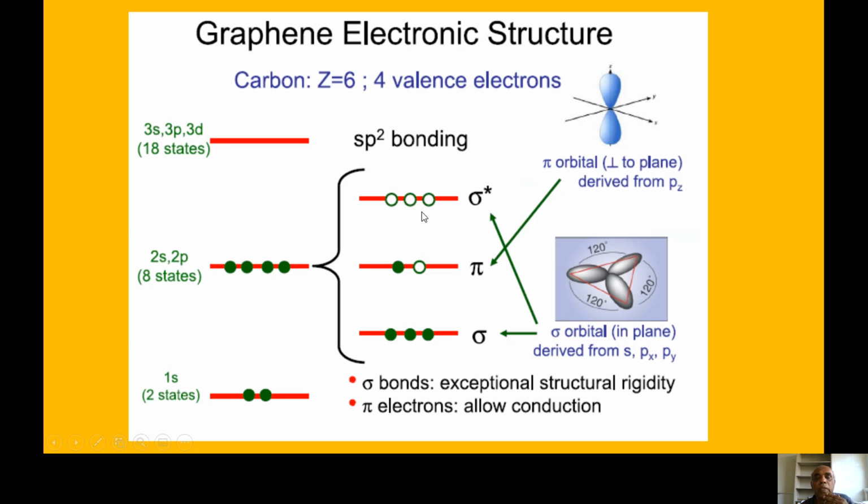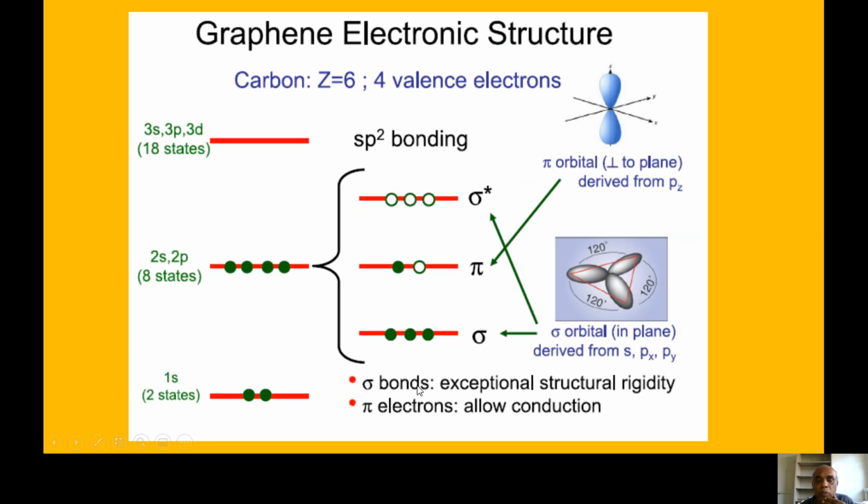Then we have something called bonding and anti-bonding. This is the sigma bonding band here, and then you have the anti-bonding band here, we call sigma star. This pi band is basically perpendicular, or normal, to the planar sp2 bonded honeycomb plane. So this sigma and sigma star are all in plane, coming from the sp2 bonds. And this is your pi bond here.